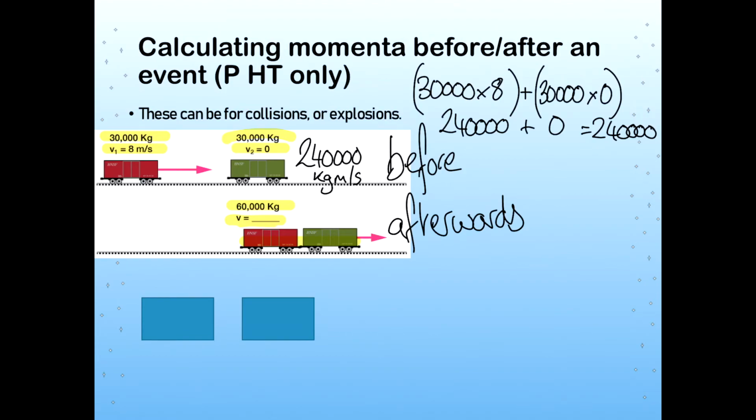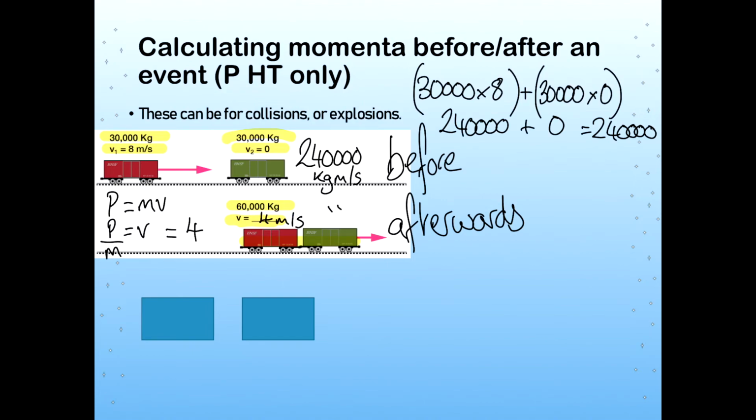Afterwards, we know that that is going to be exactly the same. So what we now need to do is use our momentum, which is our p. We've got the mass, we need to find out velocity. So if we have p equals mv, we can rearrange that equation to find v. So v is equal to p divided by m. And then we can do our calculations. So we've got 240,000 as our momentum divided by 60,000, which is going to give us a lovely 4. And so our answer is going to be 4 meters per second, giving it the unit.